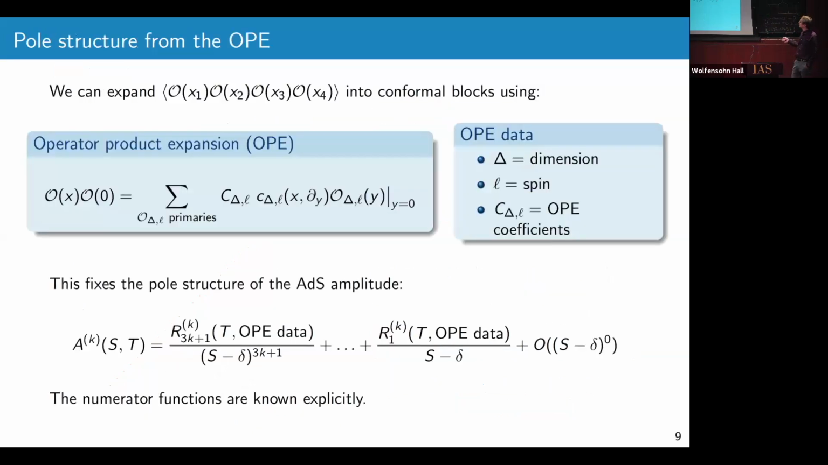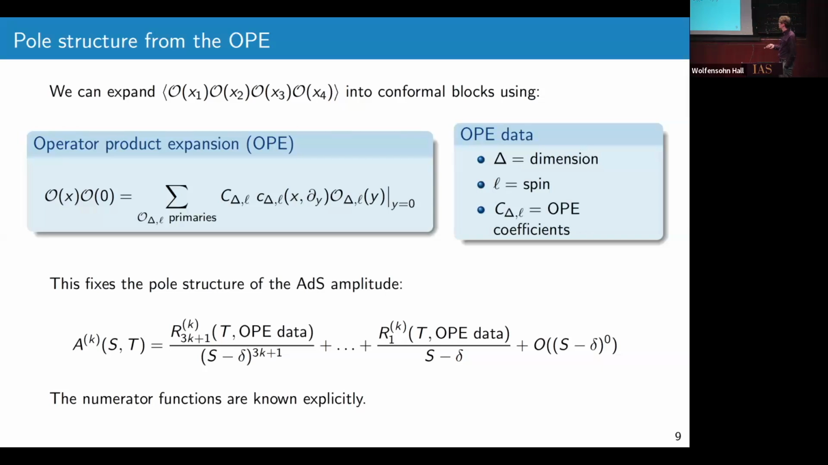We get this by applying the operator product expansion twice to the 4-point function, and that lets us write the correlator in terms of the OPE data: dimension, spin, and OPE coefficients. If we take this conformal block expansion and apply our integral transform to go to the AdS amplitude, we get the following polar pole structure for the curvature corrections. They have poles up to order 3k plus 1, and we can explicitly compute the residues here. So we know the pole structure up to some unknown OPE data.